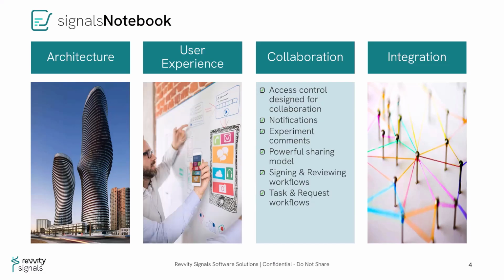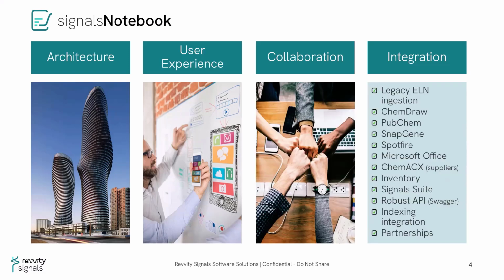The Signals Notebook is built to make collaboration easy. The access control is designed for collaboration within the team and with external collaborators as well. You can send notifications to your colleagues from within the system. You can comment on experiments. There are signing and reviewing workflows built into the ELN. You can also create tasks for your colleagues, and you can request materials from within the ELN. Signals Notebook allows integration with other external systems, for example, your legacy ELN.